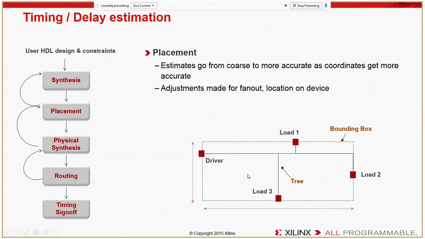As the placement coordinates become more fine-grained, one might actually use a tree to try to estimate what the routing topology of this net might look like. And through this process, adjustments are made for various characteristics of the device. So sometimes delay could vary depending on exactly which part of the device instances are placed in. And of course, there are variations based on fan out as mentioned earlier.